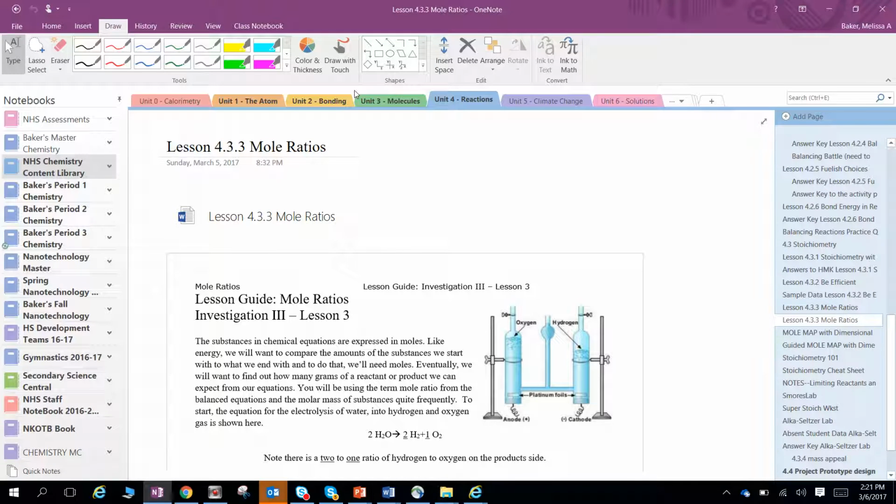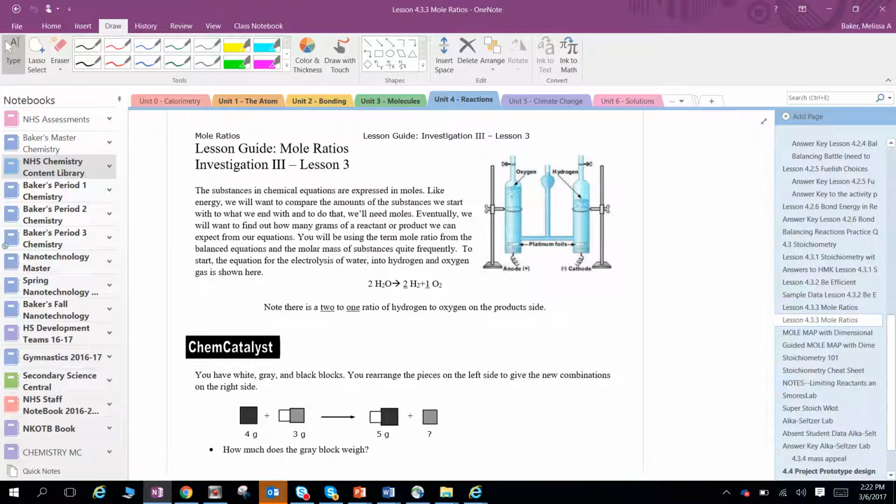All right, lesson 4.3.3 is all about mole ratios. So the introduction here says the substances in chemical equations are expressed in moles. Like energy, we will want to compare the amounts of substances that we start with to what we end with, and to do that we'll need moles. Eventually we'll want to find out how many grams of a reactant or product we can expect from our equations.